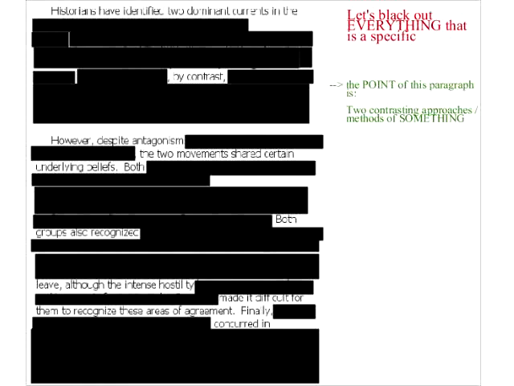So we just killed like probably 85% of the passage. Let's take a look at what we got here. However, despite antagonism, the two movements shared certain underlying beliefs. Both of them did something. Both of them recognized something, although there was hostility that got in the way. Finally, they concurred in something else. So in the text box, guys, what is definitely the point of this paragraph?